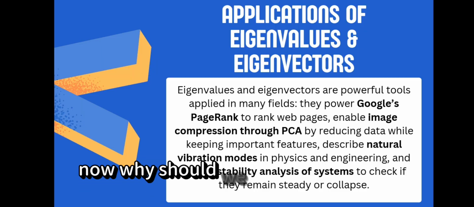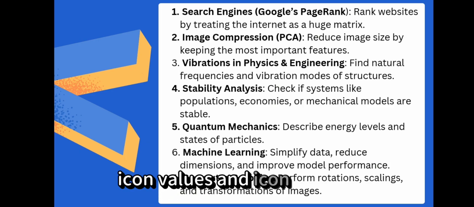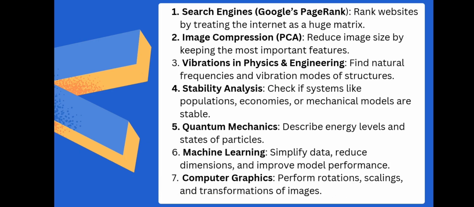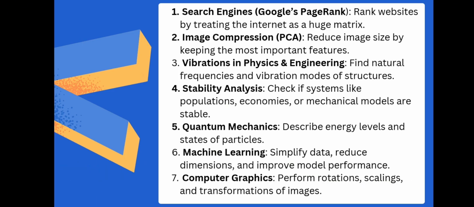Now, why should we care about these numbers? There are many real-life uses of eigenvalues and eigenvectors. Number 1, search engines, like Google PageRank, ranking websites. Number 2, image compression and PCA, making files smaller while keeping the important parts. Physics and engineering, describing natural vibration modes. Stability analysis, checking if systems remain steady or collapse. Quantum mechanics, explaining energy levels of particles. Machine learning, simplifying data to improve models.